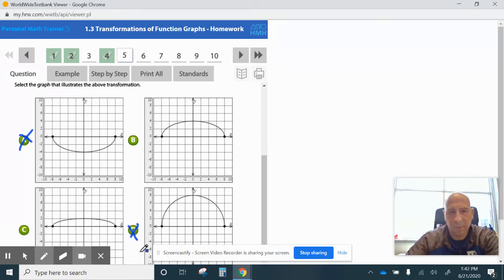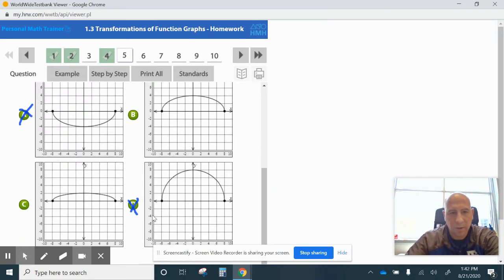Now, let me double check. This one actually is a vertical compression because it went down. So the answer is B.